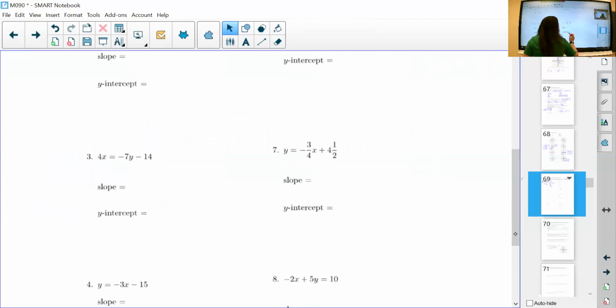Okay, let's do one more together. How about number 3? Again, I have to convert that to a y equals something. So right now I have x by itself. I want the y by itself. I can do that a couple ways. I'm going to add 14 to both sides. So I have 4x plus 14 equals negative 7y. I'm going to switch the sides because I want y on the left. Negative 7y equals 4x plus 14. Divide by that -7.